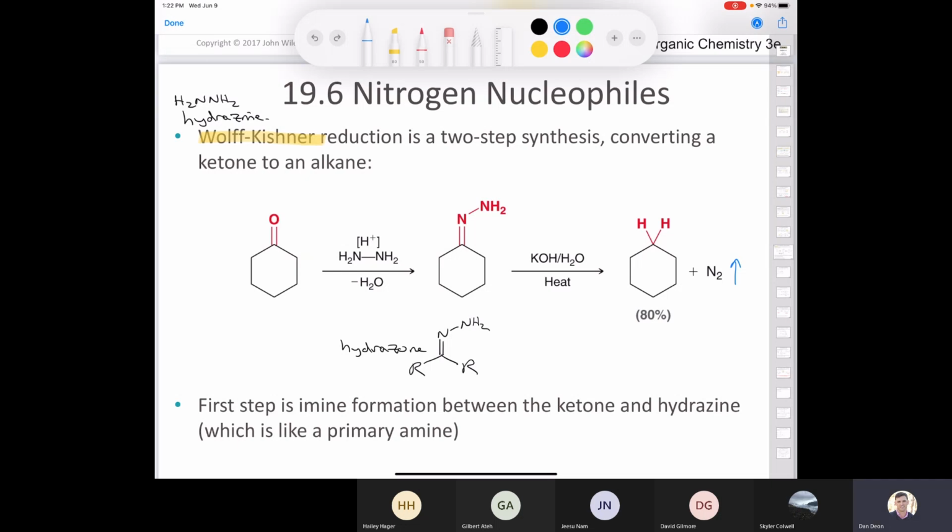But again, the first step is the imine formation. And I guess that our book is actually calling this an imine. Again, it's called a hydrazone, but it's like an imine, right? If you consider that in our group, it is like an imine. Now, if you're wondering what the mechanism is, it's the exact same as imine formation. So what have we got? We took the ketone, we used a catalytic amount of acid and hydrazine, we lose water, and we form this imine, which is also called a hydrazone. Then we treat it with potassium hydroxide and heat. So potassium hydroxide is going to be dissolved in water.